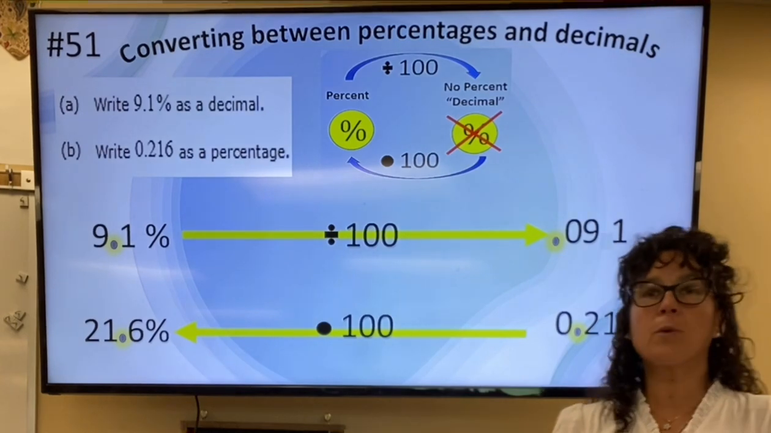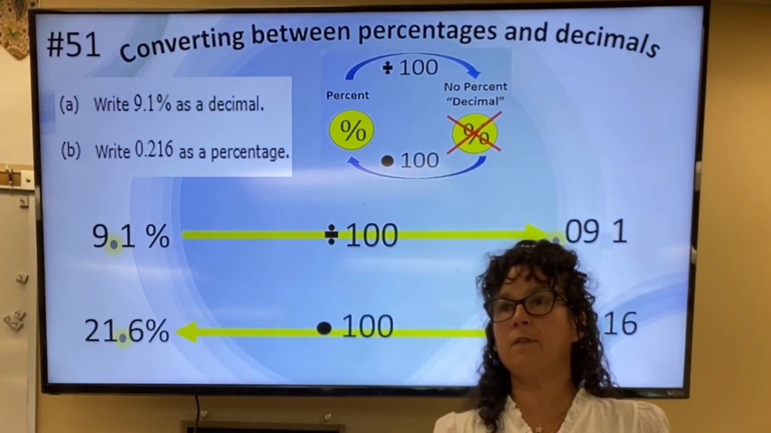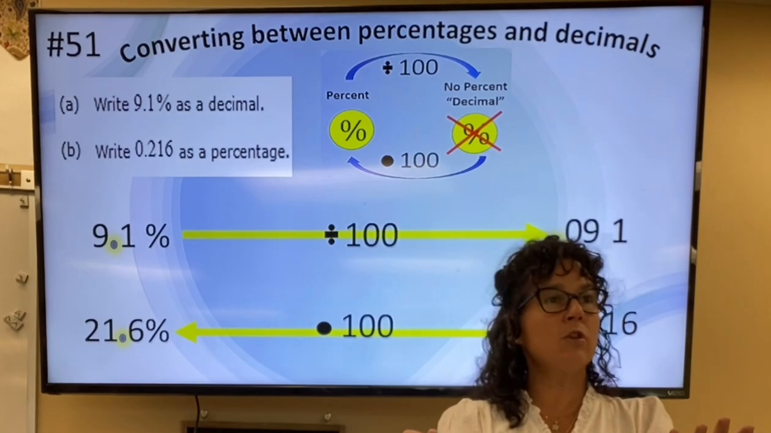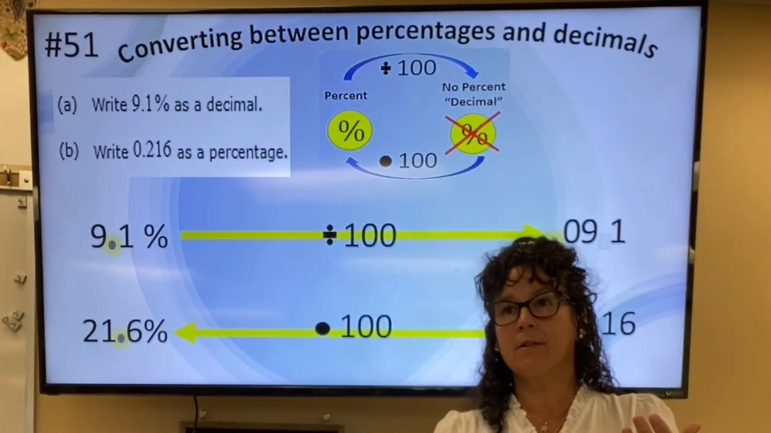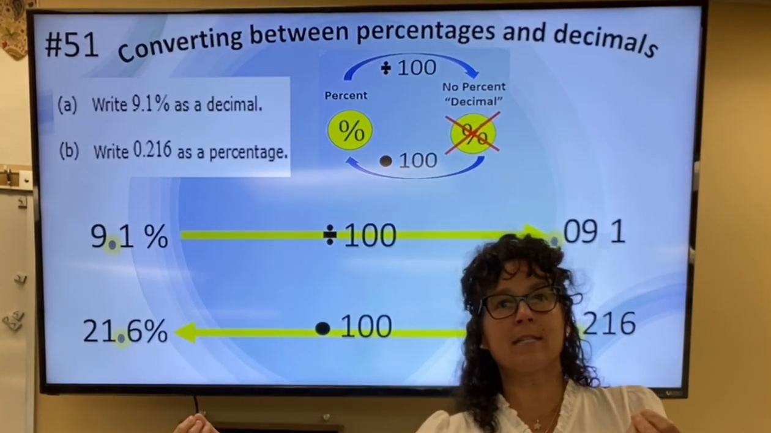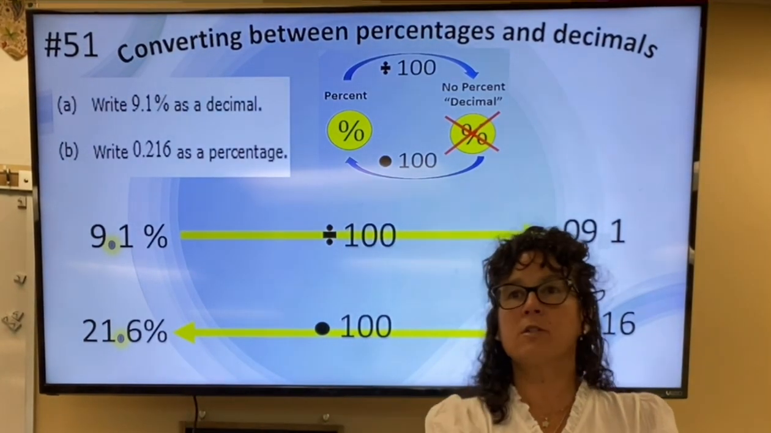Okay, so for all 3 of those topics, 49, 50, and 51, if what's in front of you does not have a percent sign, multiply by 100. If it has a percent sign and you want to get rid of it, divide by 100.